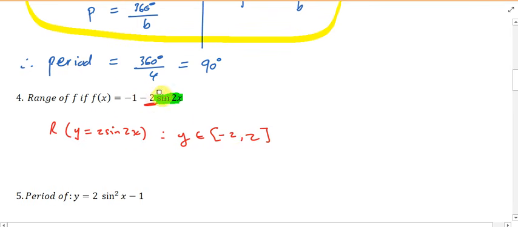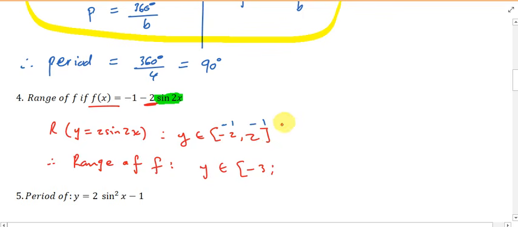Now remember, from this graph we're shifting this entire graph 1 unit down. The minus 1 basically means we're shifting the graph 1 unit down. So we can take away 1 from here and 1 from here, because the minimum and maximum values will change when you're shifting the graph up and down. Therefore, the range of f, this is the full function, will now be y is an element from -3 to 2 minus 1, which is 1, right?